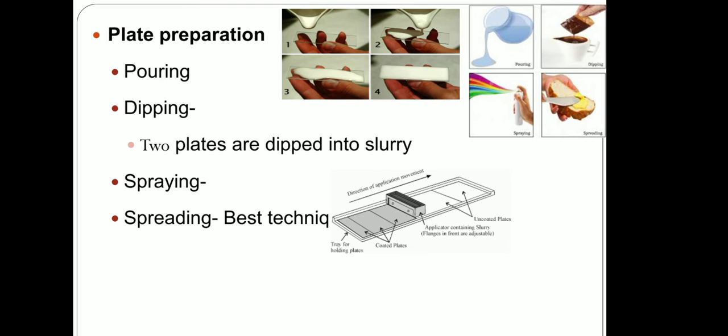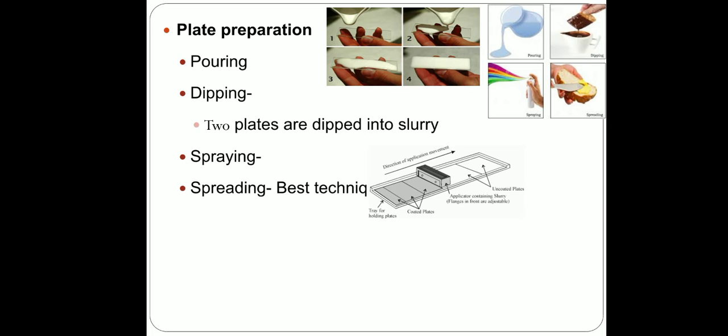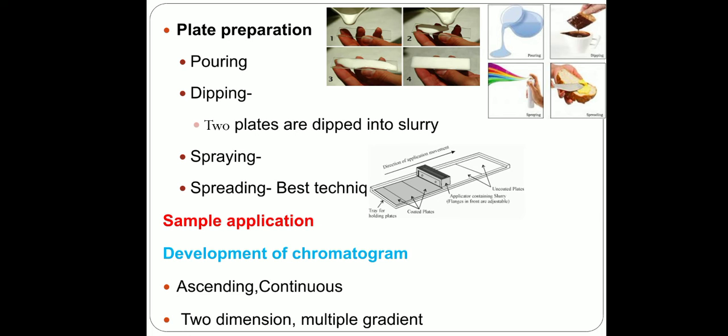So plate preparation techniques are pouring, dipping, spraying, spreading. Next about the sample application. And in case of TLC spreading, for analytical purpose, the thickness can be maintained at 0.1 to 0.25 millimeter, and for preparative purpose up to 1 millimeter.